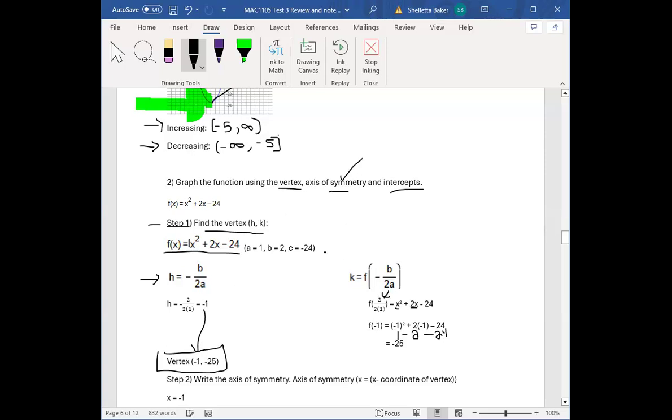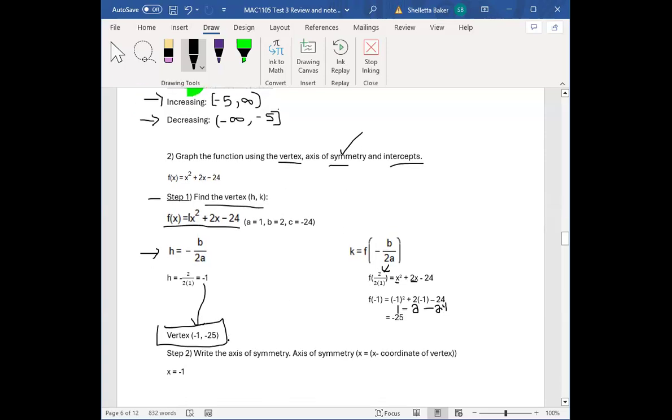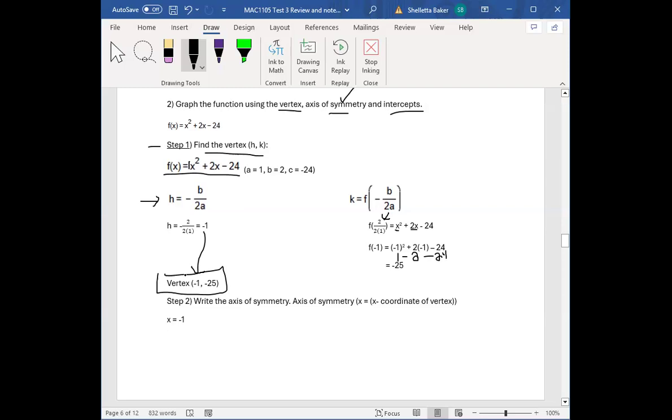Next, we want to find the axis of symmetry. The axis of symmetry occurs at that vertex. It's going to be the vertical line that cuts through the x-axis at -1. So we'll take the x coordinate of the vertex and write it as an equation. The axis of symmetry is x equals -1.